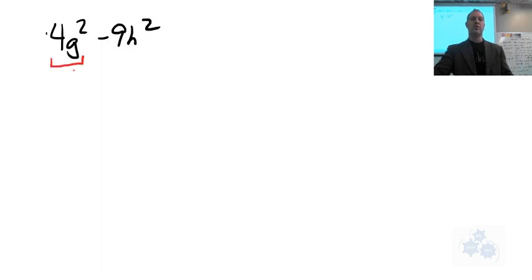Is that a difference of squares? Is this a perfect square? Yes. Is this a perfect square? Yes. Is it written as a difference? Yes. I'm not sure what else you need to check. Many of you got this wrong, I think because some of you are mixing up perfect square trinomials and difference of squares. So this is a difference of squares. Okay?